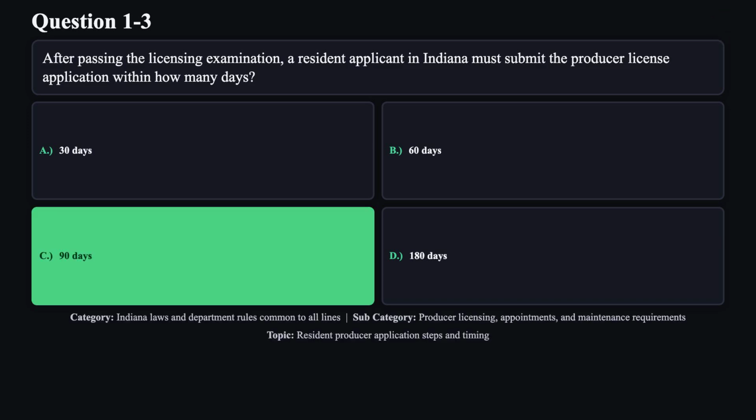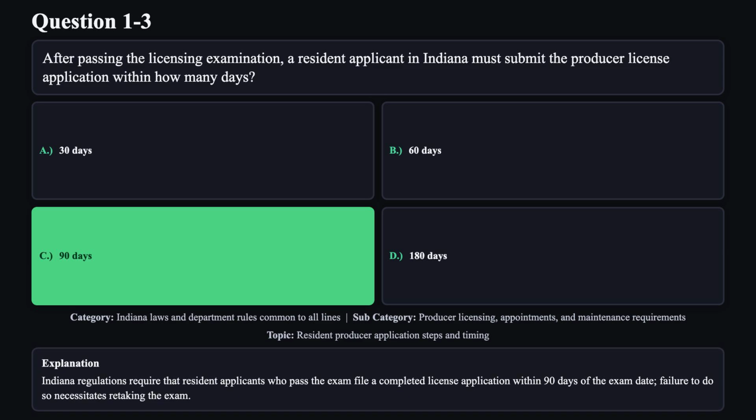The correct answer is C. Indiana regulations require that resident applicants who pass the exam file a completed license application within 90 days of the exam date. Failure to do so necessitates retaking the exam.